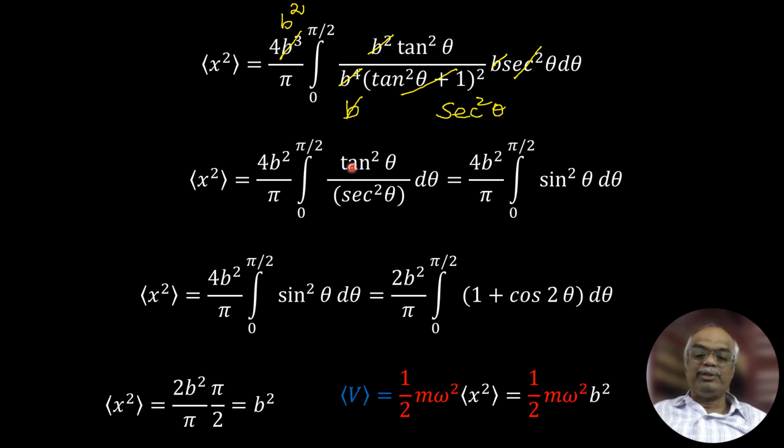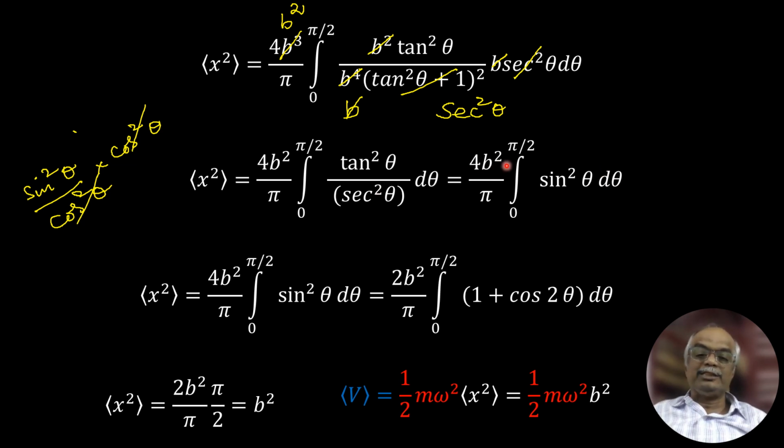Now this will become tan squared theta divided by secant squared theta dθ. What is tan squared theta? It is sin squared theta divided by cos squared theta, and 1 over secant squared theta is equal to cos squared theta. So this cos squared and this cos squared will get cancelled. Then naturally you will get only sin squared theta.